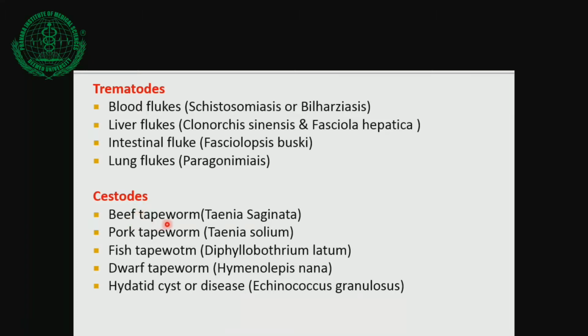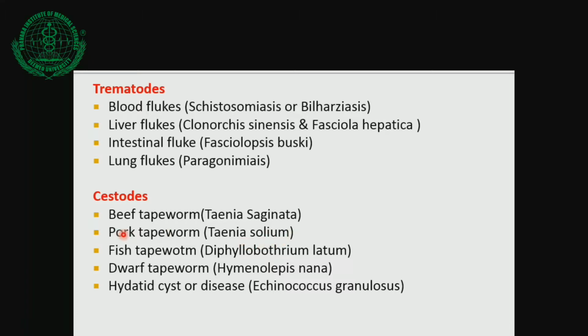First is the beef tapeworm. If we are eating undercooked meat, especially beef, then a person can get this infestation, beef tapeworm, that is Taenia saginata. Second is the pork tapeworm, another name is Taenia solium.